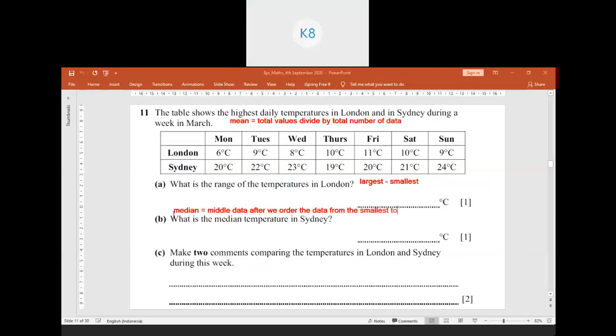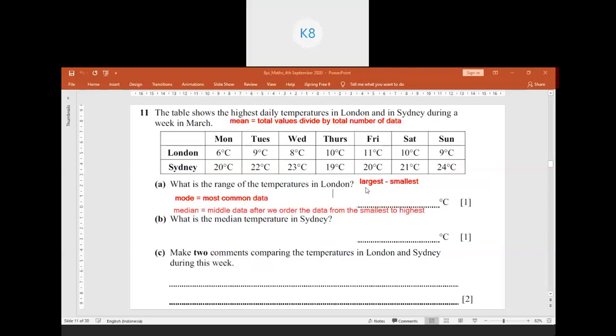Is there anyone who still forgets what the mean is, or what the mode is? Is there anyone who still remembers what the mode is? Mode is the most common, the most popular number. Okay, correct. Now let us answer question 11.